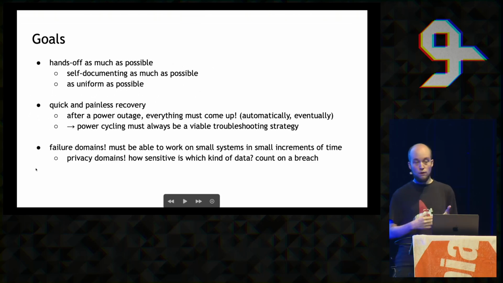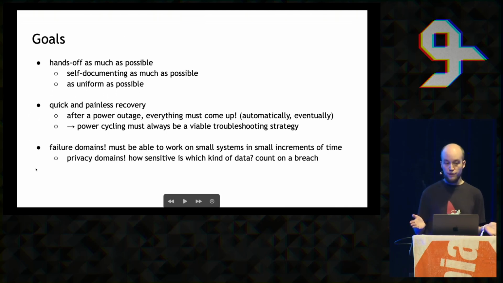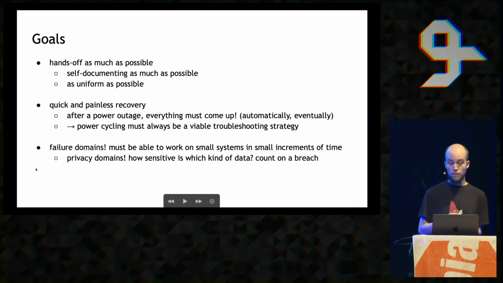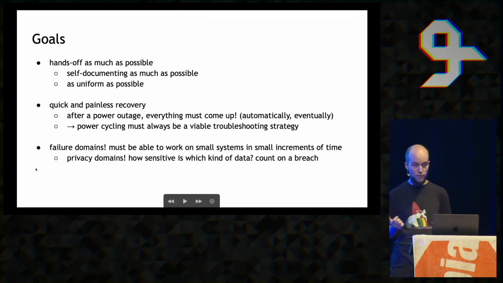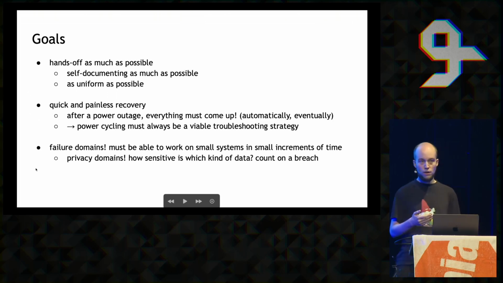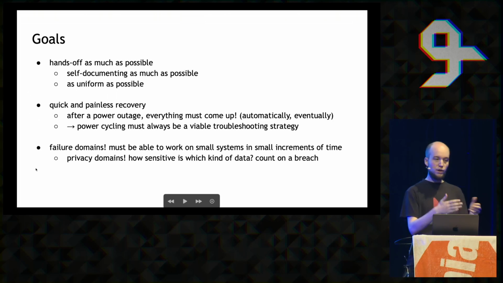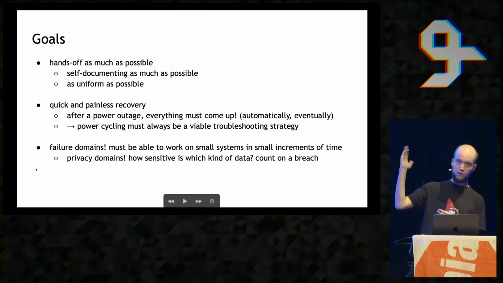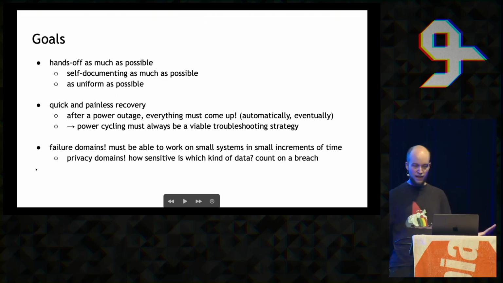So the goals for all of my infrastructure, including my home, is that it's hands-off as much as possible. It should be self-documenting. It should be as uniform as possible, so that if there is a problem, and inevitably there will be a problem at some point, I can do quick and painless recovery. One of the things specifically is that after a power outage, everything has to come up. So I do not want any systems where, if you reboot it, it asks you for a passphrase before your lights start to work, or something like that, right? It just has to work.